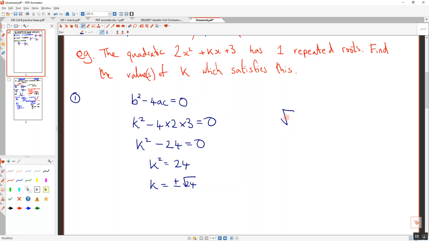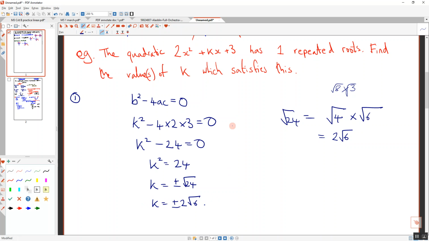Let's just simplify as a bit of review. How can I simplify root 24? It's the same as root 4 times root 6, which is 2 root 6. It's also the same as 2 root 6, yeah, it's the same thing. Okay, so we get k is equal to positive and minus 2 root 6.